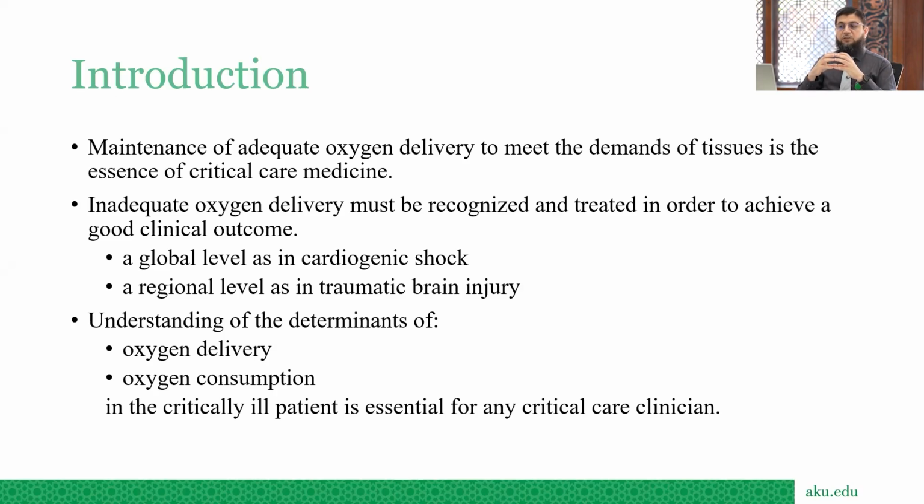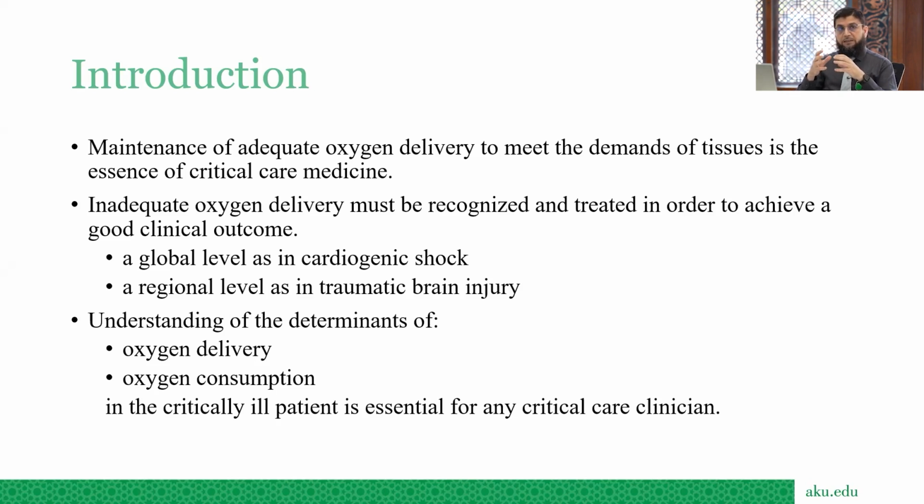It can also be at a regional level, like it occurs in traumatic brain injury, acute kidney injury, myocarditis, and acute lung injury. All these organs can be deficient in oxygen delivery, and how you can improve regional oxygen delivery in these patients is of prime importance.